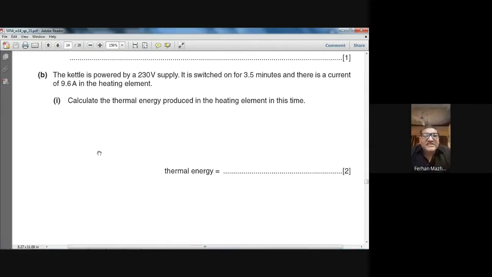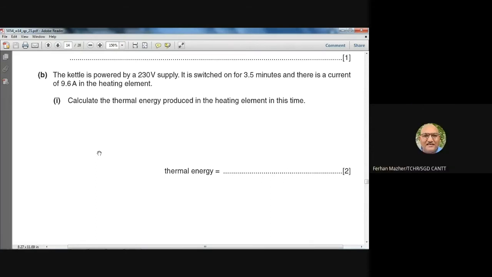Energy is equal to IVT, where I is the current, V is the voltage, T is the time, but the time must be taken in seconds. So the formula is IVT. I is given, that's 9.6 ampere. The V is 230 volt and the time is given as 3.5 minutes. But in this formula, the time must be taken in seconds. So I will have to convert 3.5 minutes into seconds. For that purpose, you will multiply 3.5 with 60 because in 1 minute there are 60 seconds.